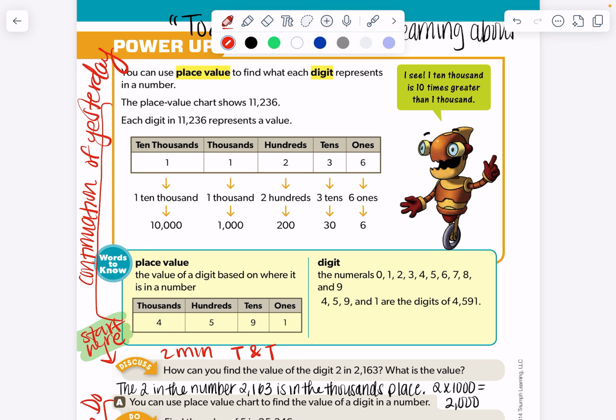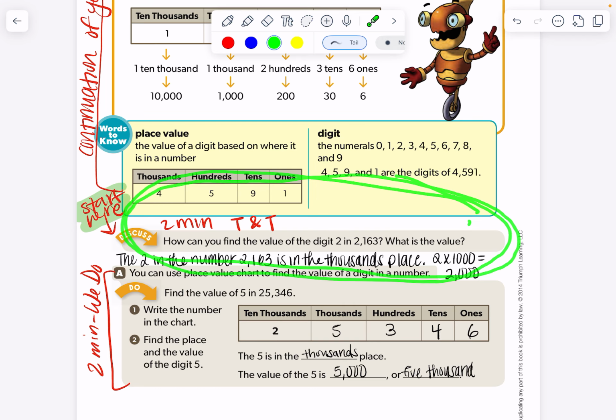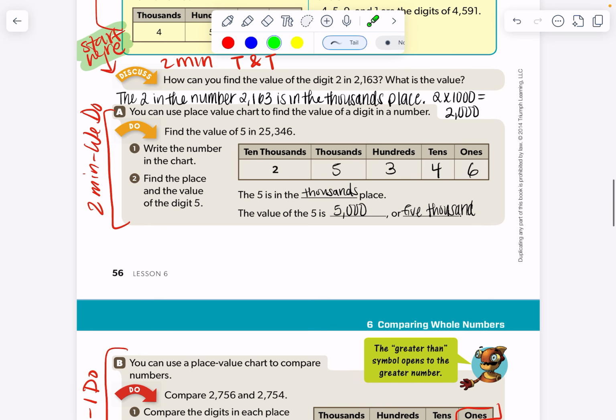Because today's lesson is aligned with yesterday, I think it might be best for you to start with a turn and talk after their sprint. How can you find the value of the digit 2 in 2163? What is the value? Students should say that since the 2 is in the 2000s place, the value is 2000. Then you can launch students into a We Do activity where they are finding the value of a specific digit within the place value chart and then writing that value in both standard form and word form.